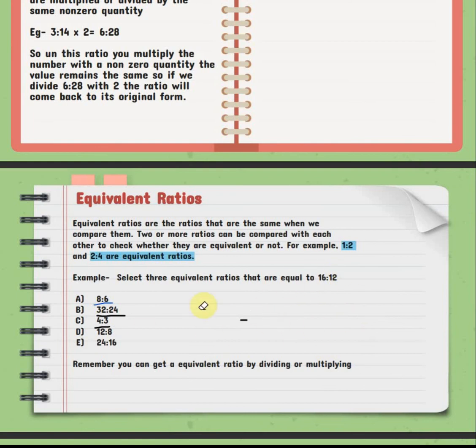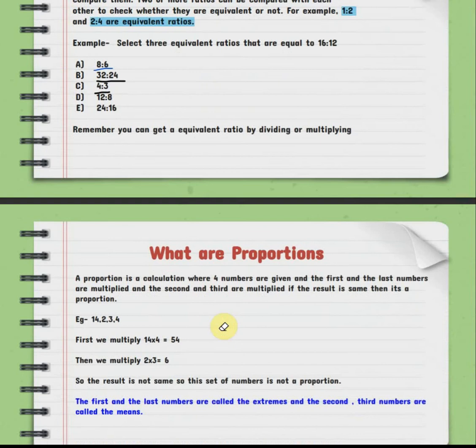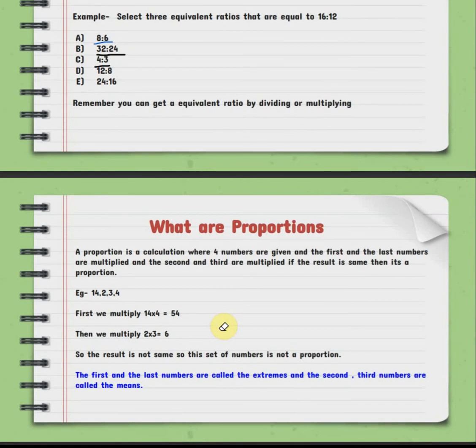Now let's learn what are proportions. Now this proportion is not in the topic of ratio and proportion. It will be the proportion which is knowing our numbers. What are proportions? A proportion is a calculation where 4 numbers are given and the first and the last numbers are multiplied, and if the result is the same as the product of the second and the third number, then it's a proportion. Example, let's see our example.